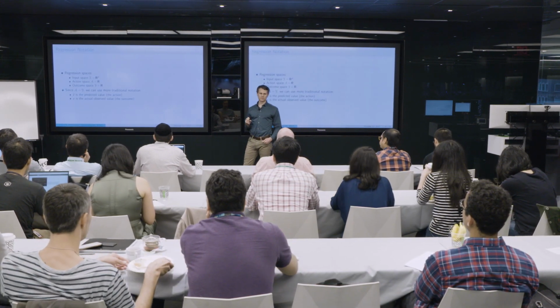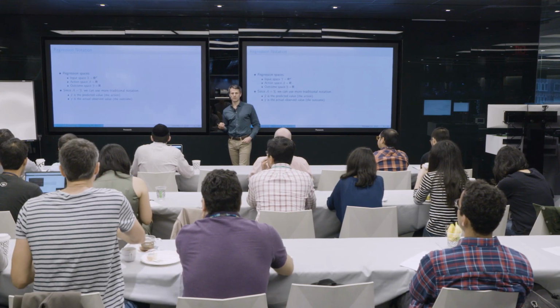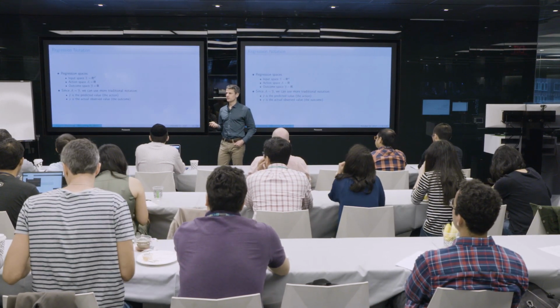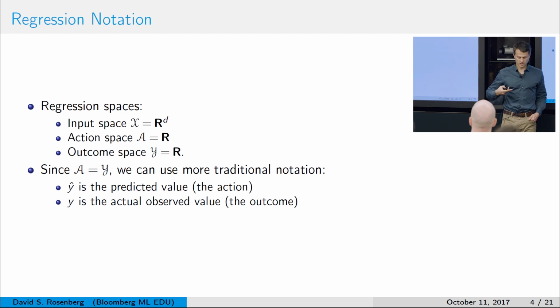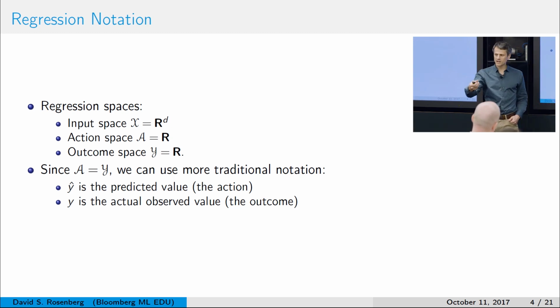So let's first talk about regression loss functions. So far, we've only spoken about regression, so let's dig into that a bit. In regression, our input space is R^d. What we're producing, our action, is a real number. Our outcome space that we're trying to match is real. The more common notation for a regression setting is that what we're predicting we'll write as y hat, and what we're trying to predict is y.